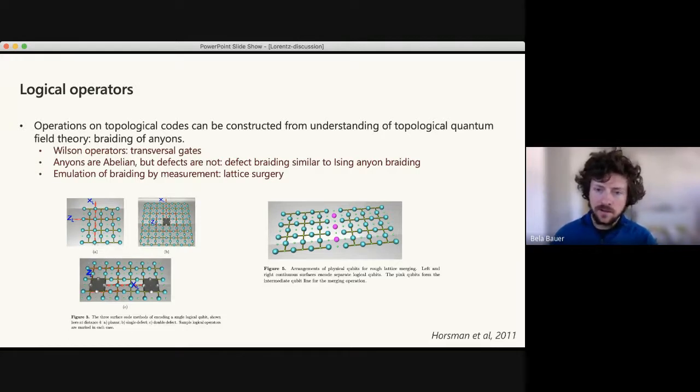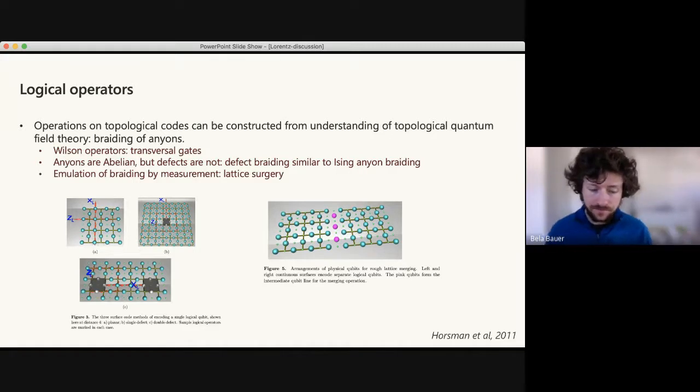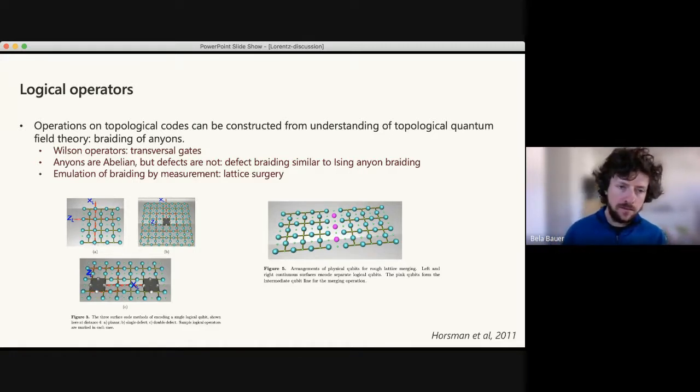This turns out in these systems here to be a transversal gate. Transversal means that you're applying some logical gate by just applying a gate to some subset of all the physical qubits, but all in a single time step.